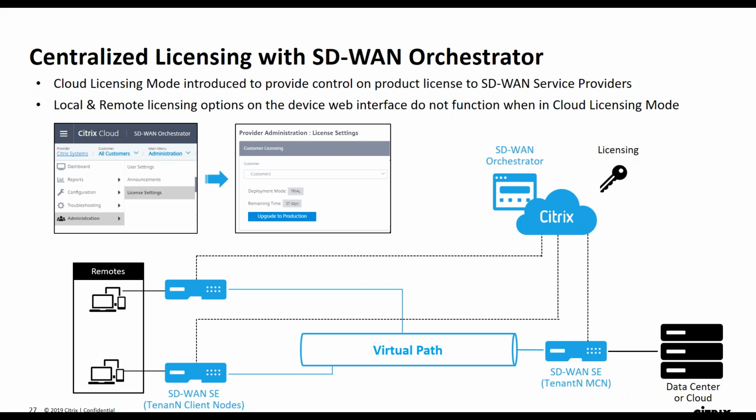When it comes to Orchestrator and the centralized licensing, everything is handled through the administration portal on Citrix Cloud. So we can add in additional licenses to any of our SD-WAN products or additional Citrix products that we've traditionally used in Citrix Cloud.